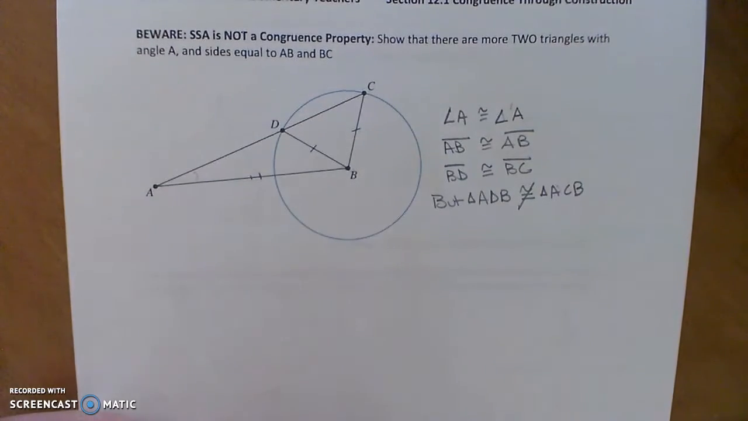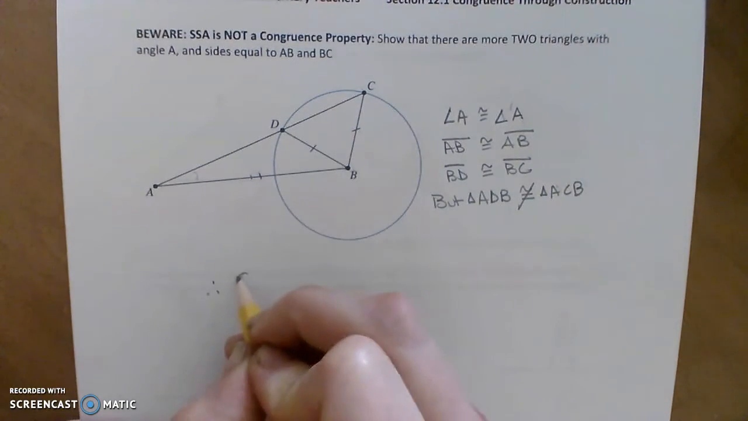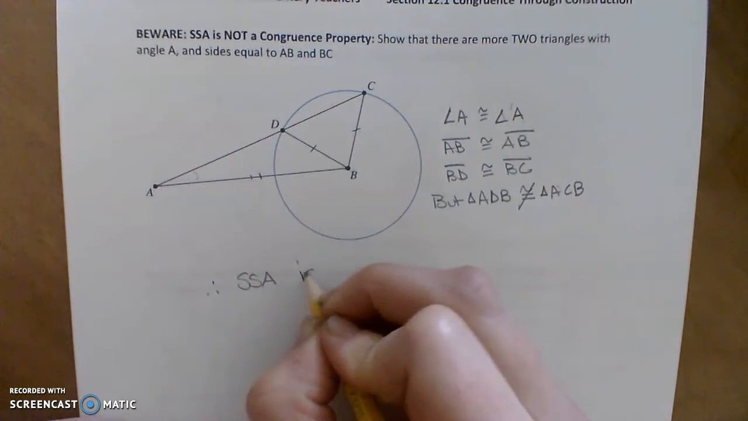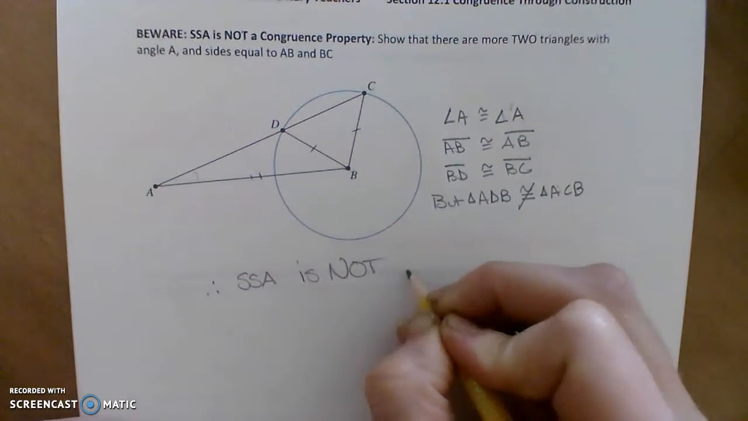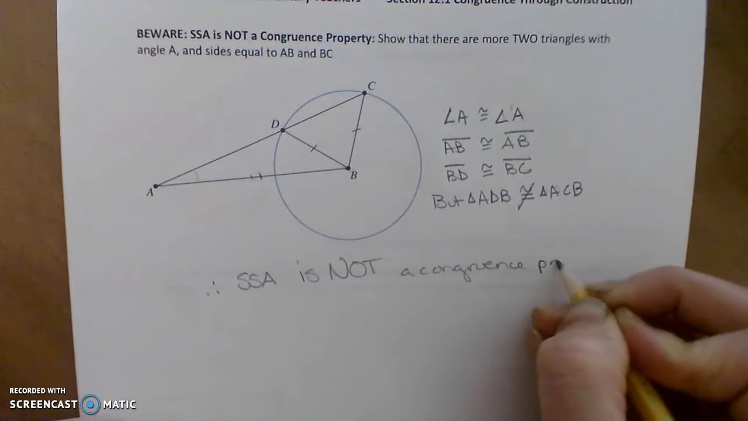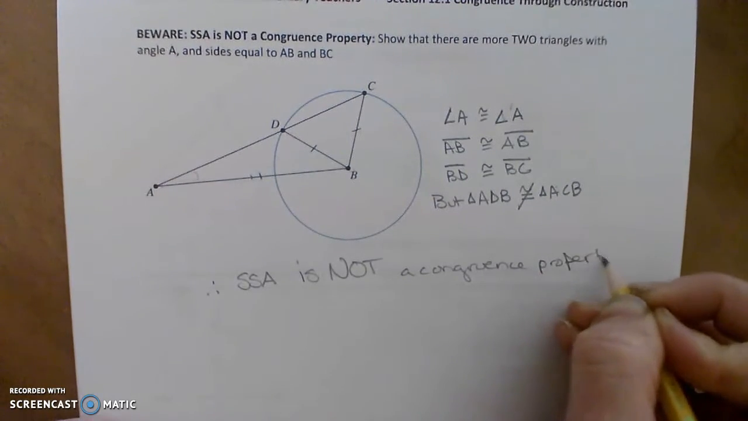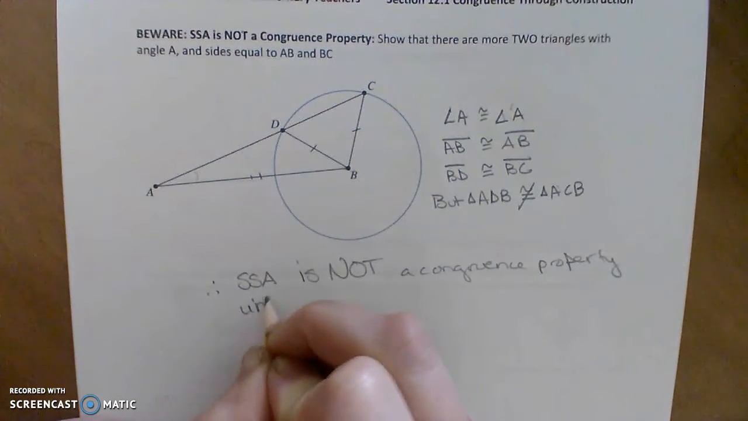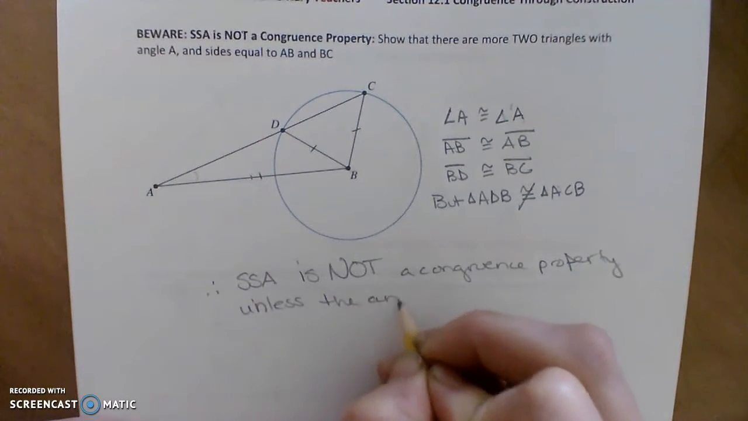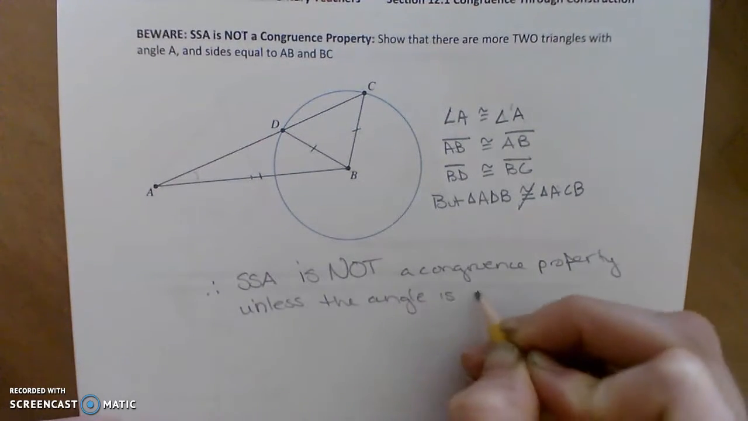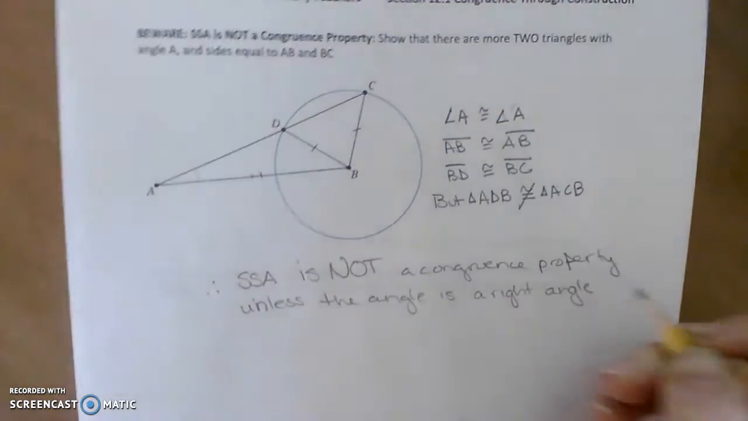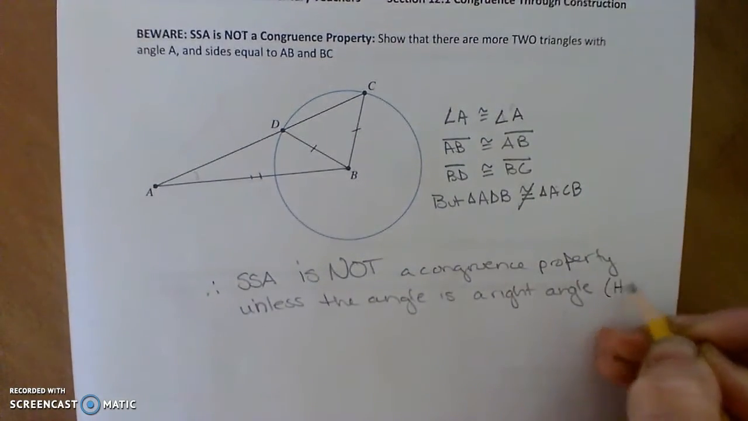All right. So therefore, side-side-angle is not a congruence property unless the angle is a right angle. And then we don't call it side-side-angle, we call it hypotenuse leg.